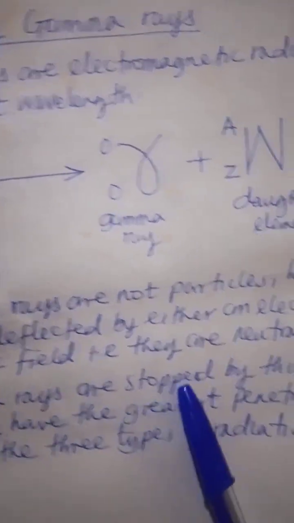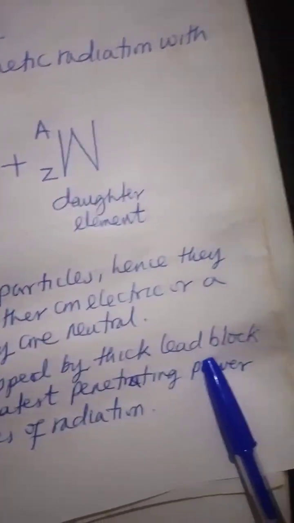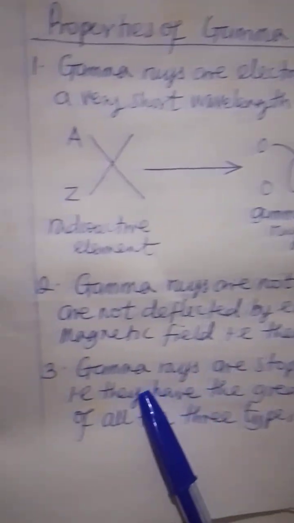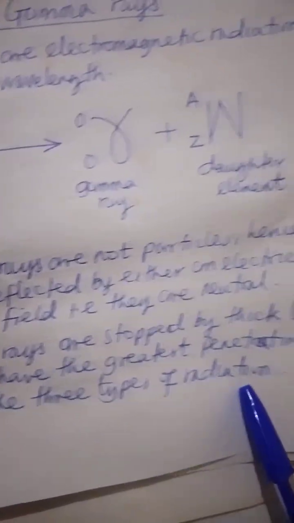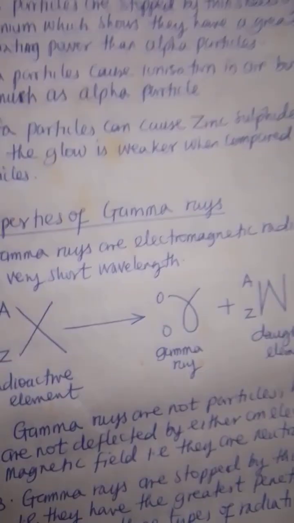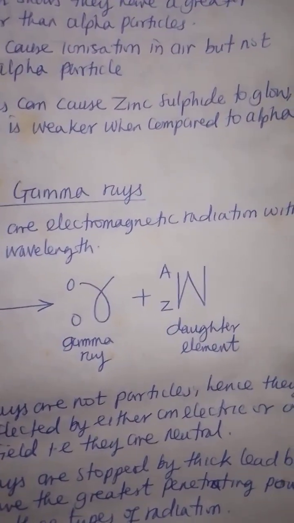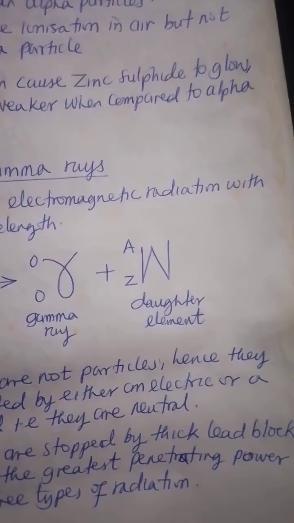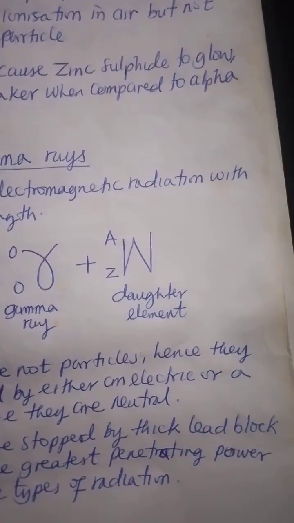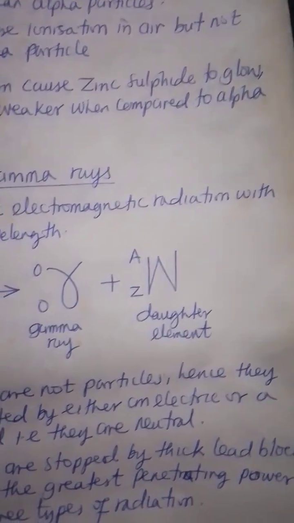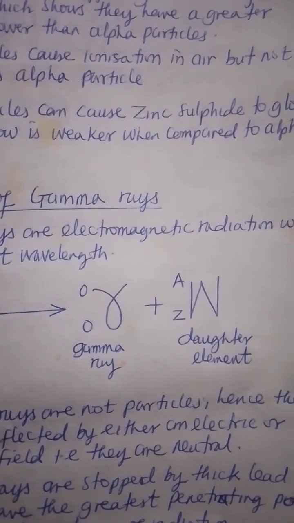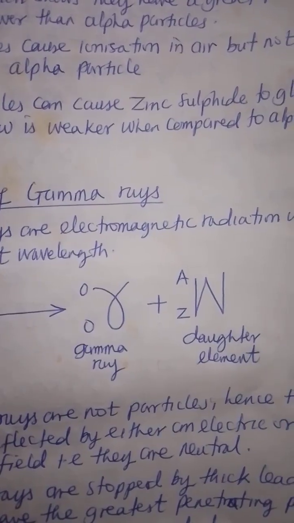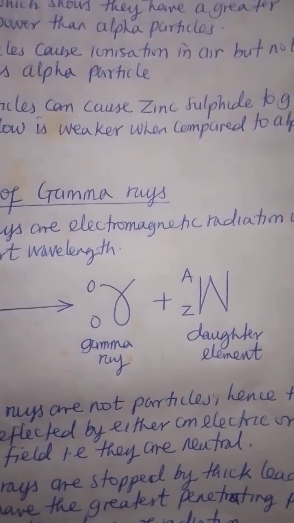Let's look at property number 3. Gamma rays are stopped by thick lead blocks. That is, they have the greatest penetrating power of all the 3 types of radiation. So let's back up a bit. Alpha particles can be stopped by thin sheets of paper. Beta particles can be stopped by aluminium sheets, thin sheets of aluminium, and gamma rays can be stopped by thick lead blocks. We continue this lecture in part 3.